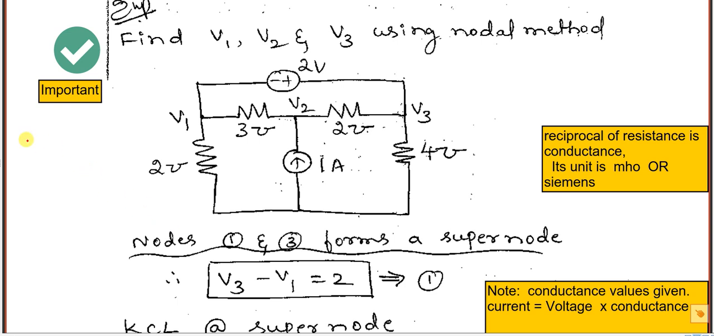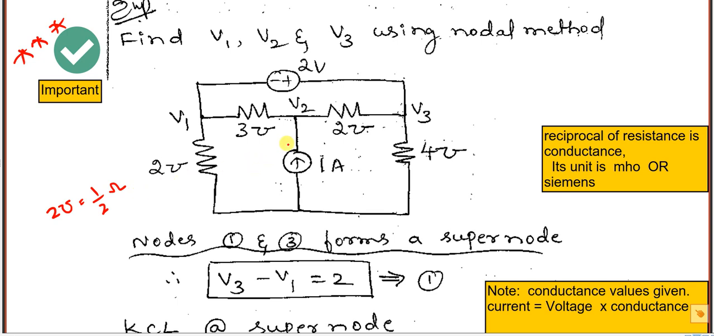Next, sometimes they'll ask this, which is also a tricky question. Find V1, V2, V3 using the nodal analysis method. Please observe here, normally they will give 2 ohms, but here they have given mho. Mho means it is conductance. 2 mho is equal to 1 over 2 ohms.